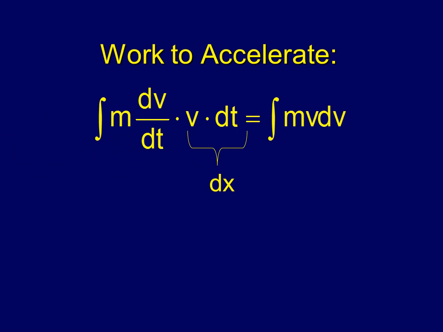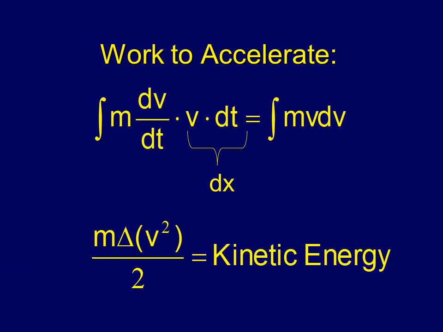If we look at the work to accelerate, that's the integral of the force times dx, and dx being the velocity times dt, the distance being the velocity times dt. So the integral of m dv/dt is the integral of mv dv, just rearranging that a little bit. And you have mv squared over 2 evaluated between the limits, which will be m delta v squared over 2. And we call that kinetic energy. So the relative change in velocity squared is your kinetic energy.